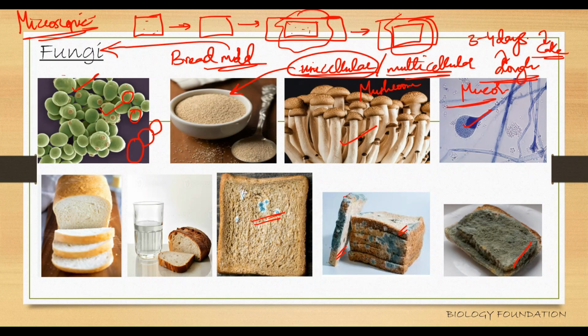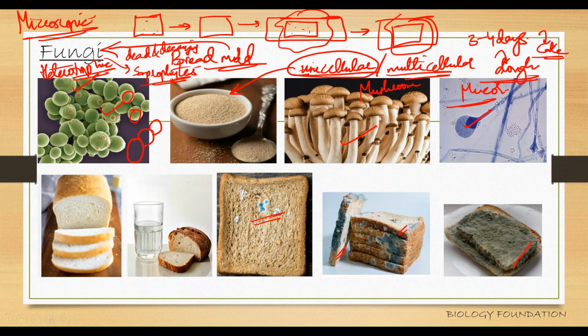Okay, and fungi are heterotrophic. Can they prepare their own food? No. Okay, and specifically under heterotrophs, they are saprophytes. Why? Because they feed on dead and decaying matter.